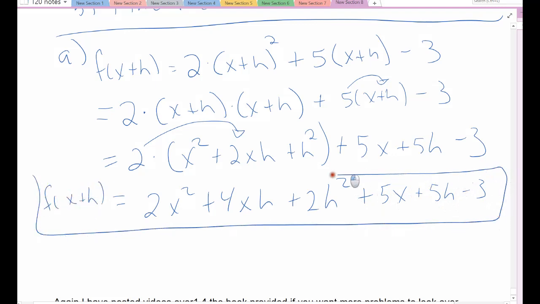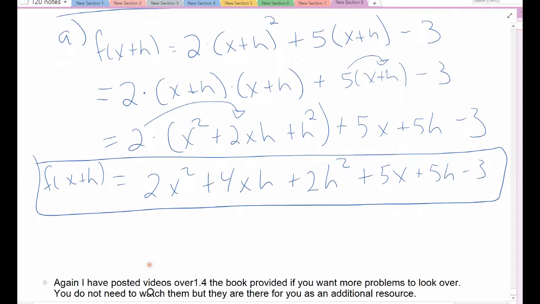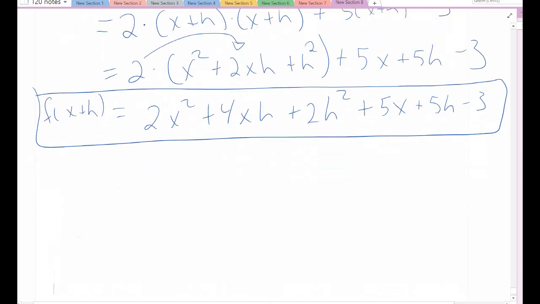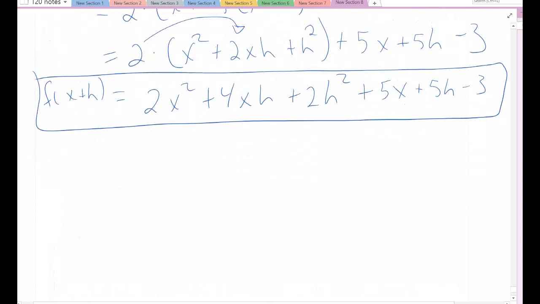And there's nothing in there that's a like term. You cannot simplify that, so don't try. You can't simplify it. So there it is. There's the ugly, messy expression: 2x squared plus 4xh plus 2h squared plus 5x plus 5h minus 3.